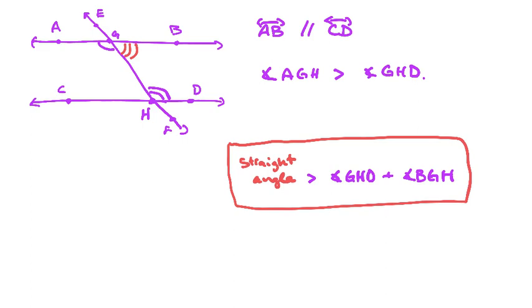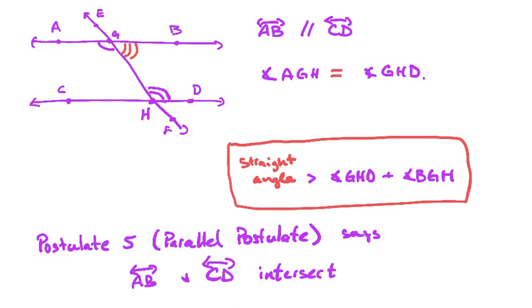degrees. But then postulate number 5, our parallel postulate, says that our lines AB and CD have to intersect, and furthermore they would intersect on the same side of the transversal as our points B and D. And so this would give us a contradiction, which means that our assumption that angle AGH was greater than angle GHD was incorrect. And so what we then must have is that those two angles, angle AGH and angle GHD, must be equal, and so our opposite interior angles are going to be congruent.